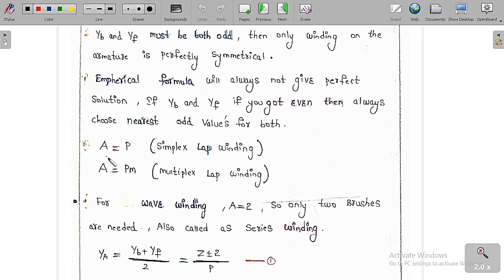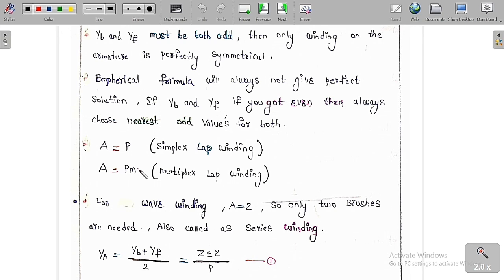See, for lap winding, I have already told you the number of parallel paths is equal to the number of poles. It is for the simplex lap winding. Simplex means we can say M is equal to 1. But for multiplex lap winding, A is equal to P into M. So this is a very important formula that you always have to remember.